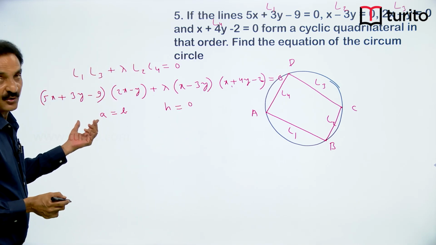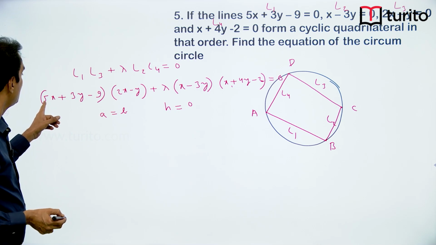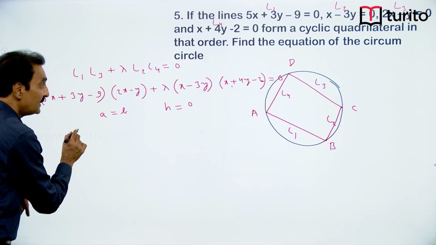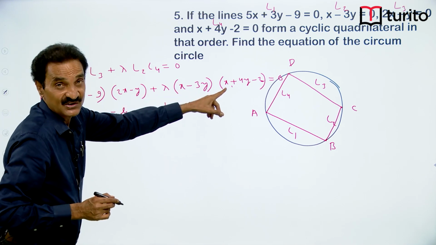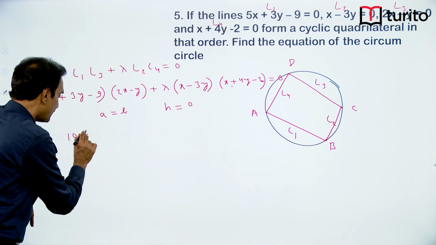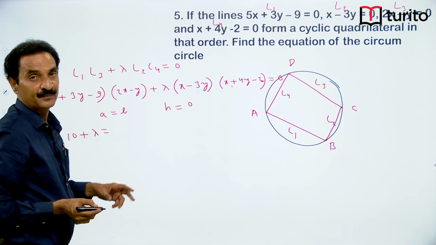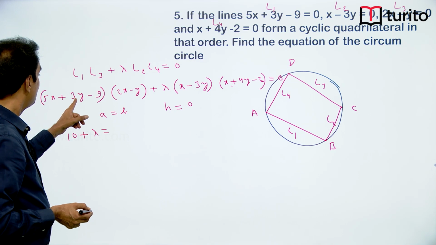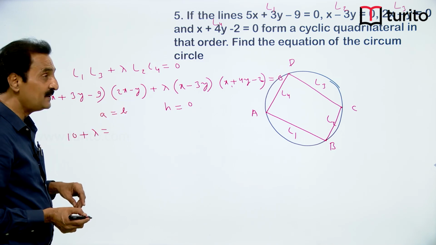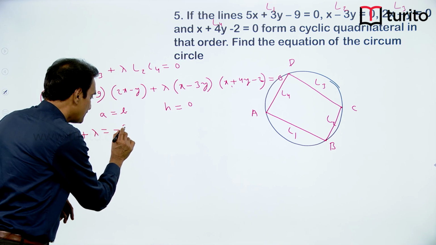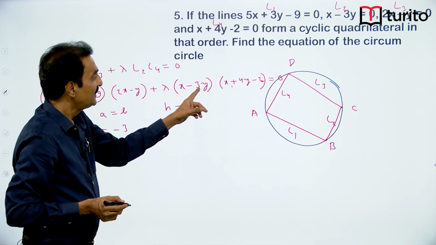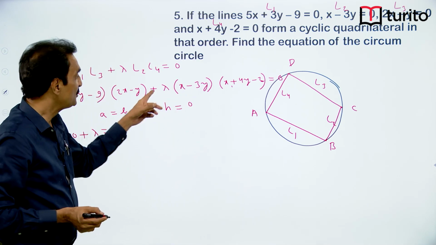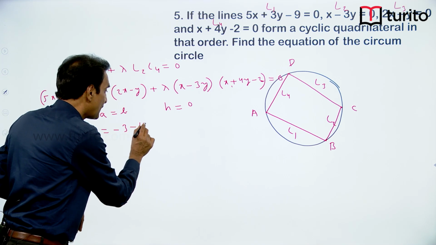What is A, coefficient of x square? 5x into 2x, it is 10x square, so 10. In the second term, x into x square into lambda, so lambda. It is equal to coefficient of y square, B. What is it? 3y into minus y, minus 3y square, so minus 3. In the second term, minus 3y into 4y, so minus 12y square into lambda, so minus 12 lambda.